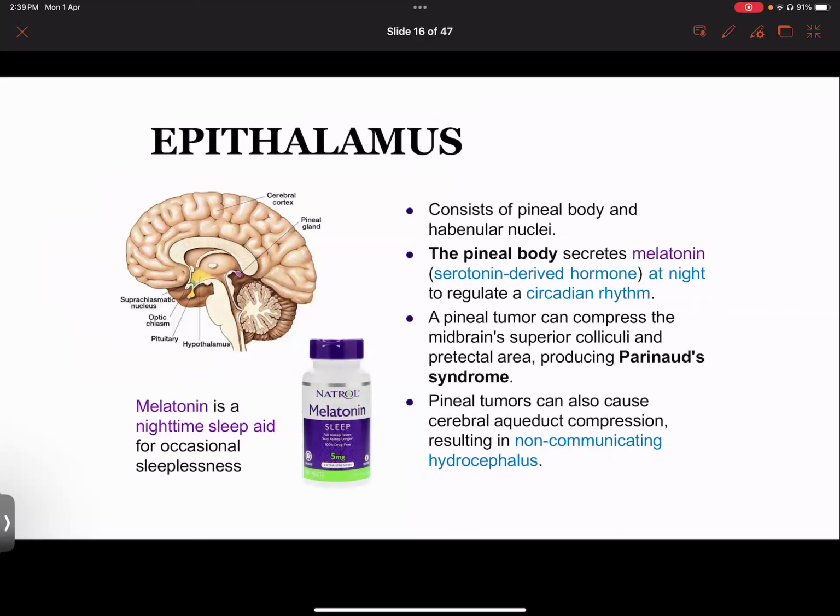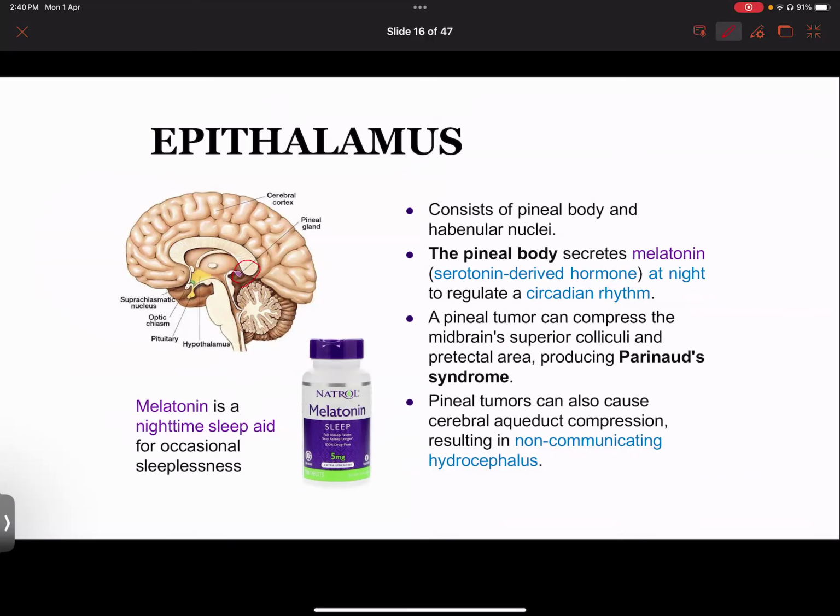Anyways, moving on, we have the epithalamus. The epithalamus is literally the pineal body. You can see how tiny it is here. It has to do with melatonin and your circadian rhythm. It releases melatonin, and the melatonin makes sure that we have a circadian rhythm, so we're able to sleep at night.